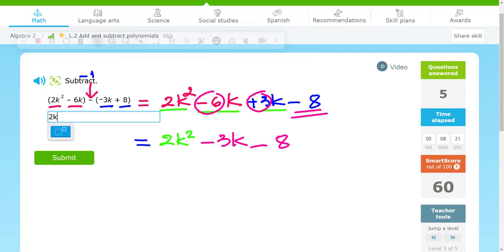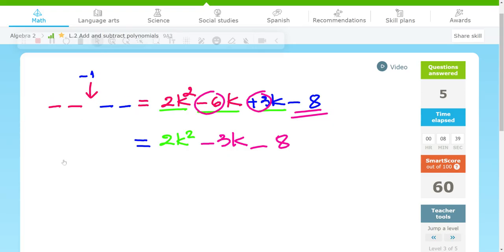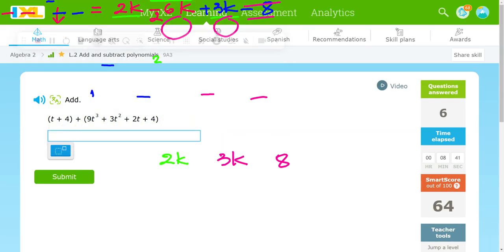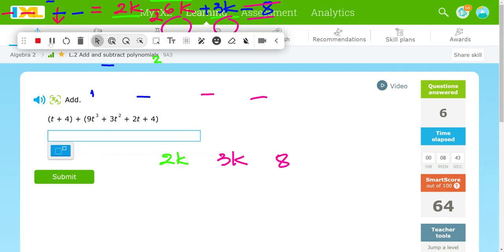2k squared, subtract 3k. Make sure you move the cursor so it goes to the regular level, not the up high level, and then subtract 8. Alright, submit. Voila, I got 64 points.